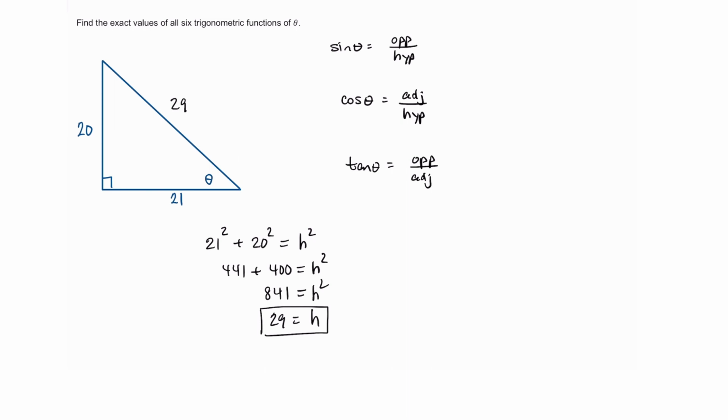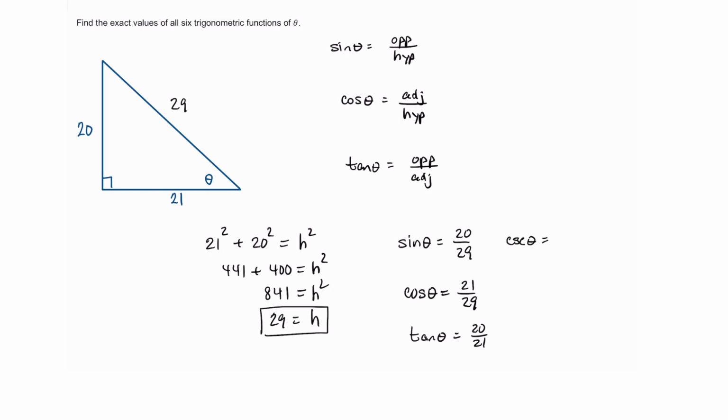ratios. So sine of theta is the opposite side from theta, which is 20 over the hypotenuse. So that's 20 over 29. Cosine of theta is the adjacent side divided by the hypotenuse, 21 over 29. Tangent of theta is the opposite divided by the adjacent, so that's 20 over 21. And then from here, it's reciprocals.